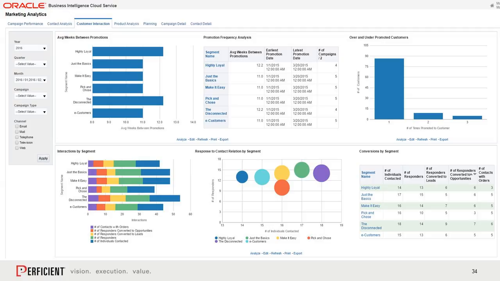As an analyst, I can also analyze customer interactions, average weeks between campaigns. This shows me how frequently I'm targeting specific customer segments. And the graph on the right is telling me how much of the customers are over or under promoted. So we see here most of the customers got targeted only once compared to those who received 2 or 3 promotions.